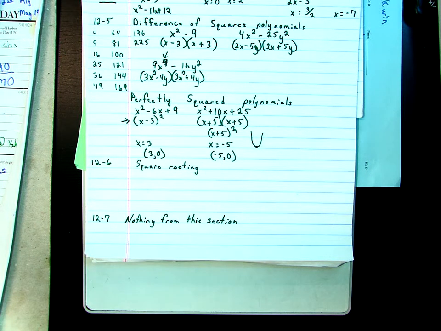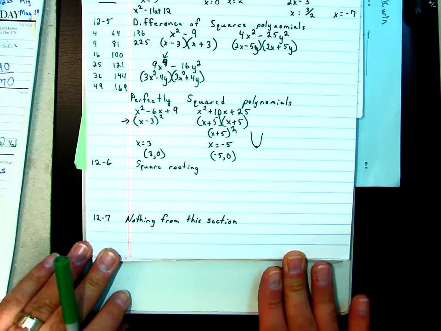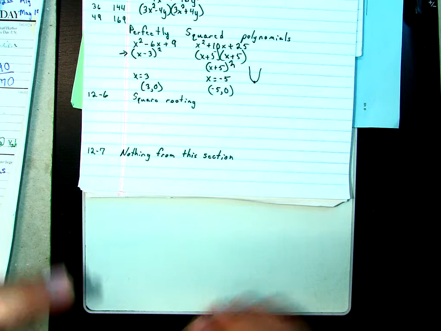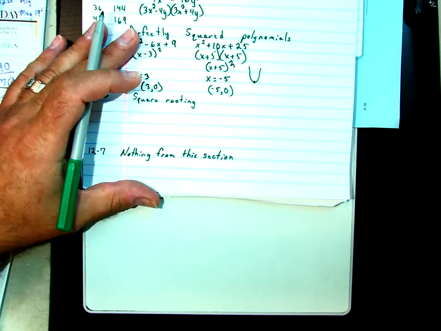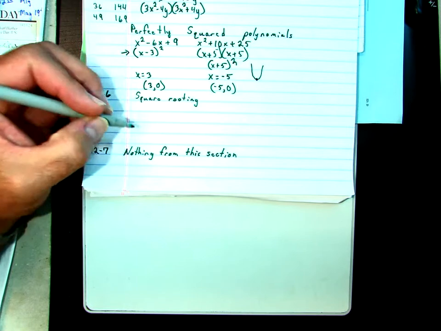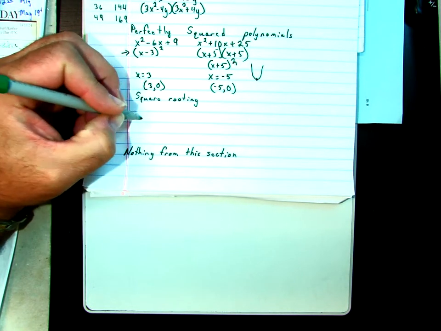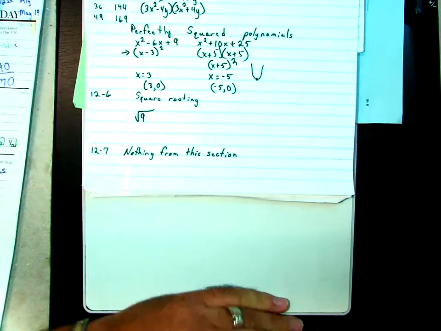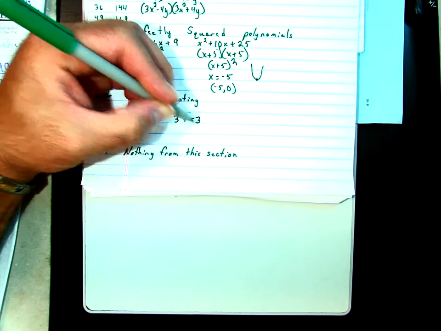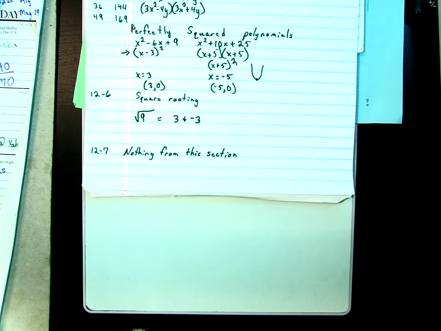All right, that's it for 12.5. We move on to 12.6. 12.6 involves square rooting. This is pretty easy. Every time you square root, you end up with 2 answers. Okay, so for example, if I said, what is the square root of 9? The answer is always 3 and -3. Every square root has 2 real number answers. It's positive and it's negative. So it's understanding that every time you square root something, you end up with 2 answers.